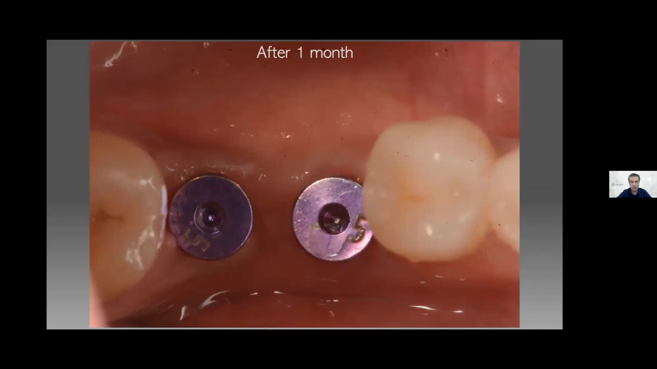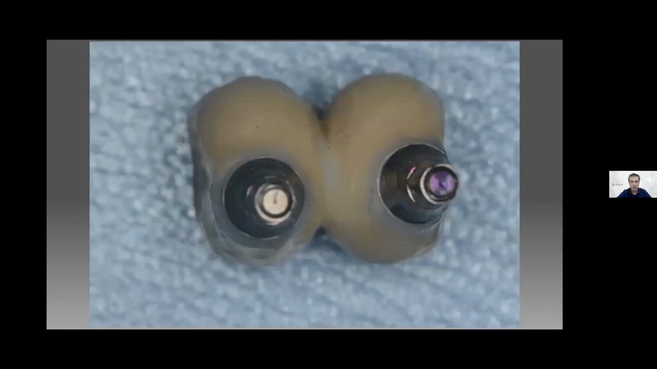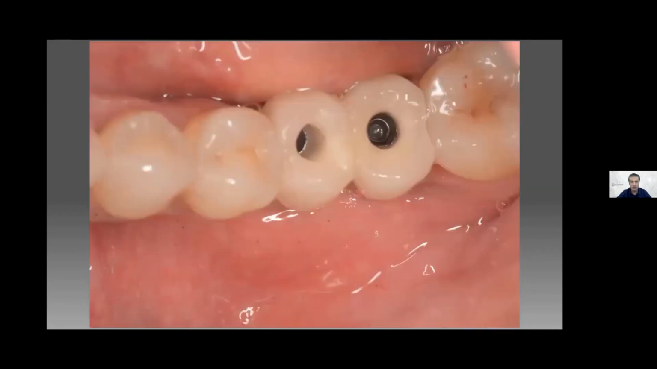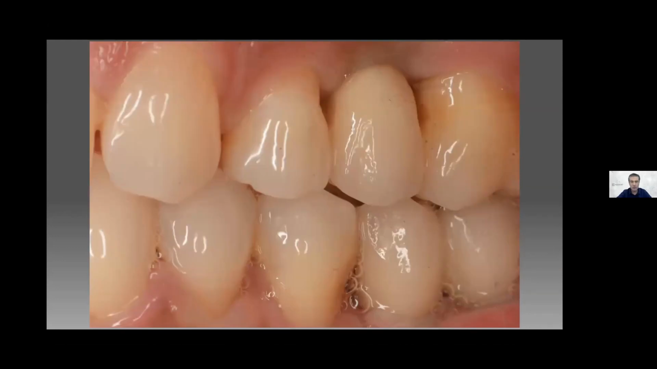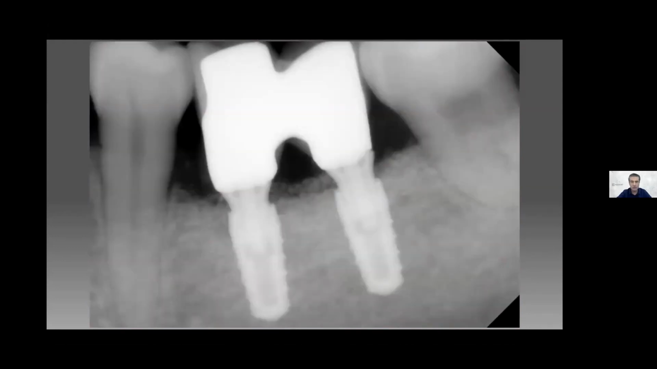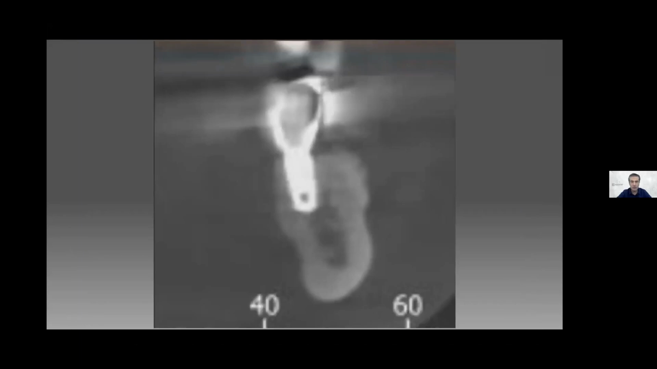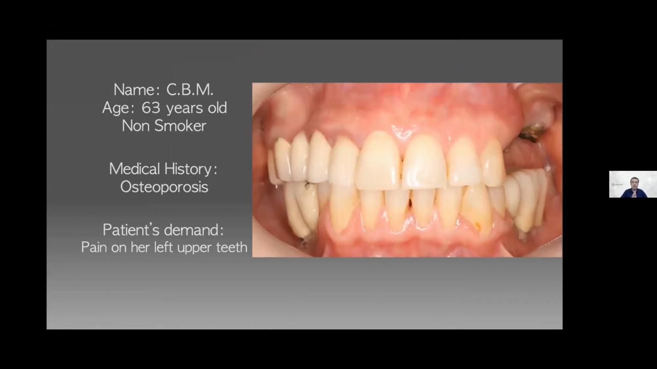Okay, we see all this impression. This is the final crown. Okay, up and down, and this is the final X-ray. Look at the amount of bone on 36 and 37. I will pass to another case.